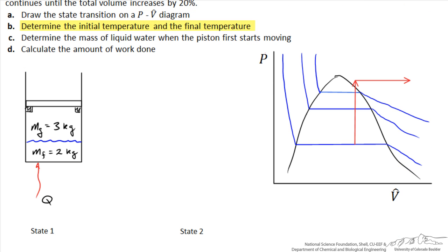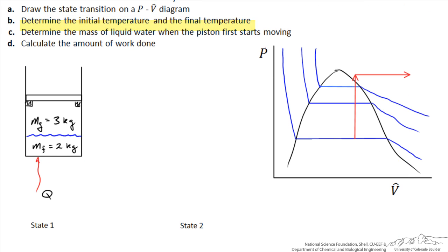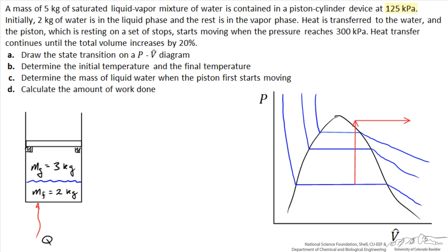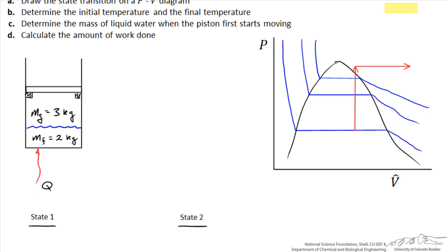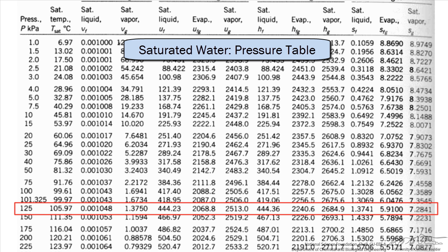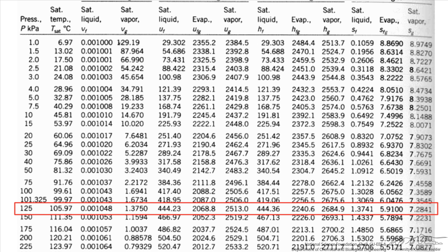So we've drawn the state transition. We want to determine the initial and the final temperature. And to solve these problems, in both states, I compile a list of all the intensive variables that I know. So for example, at state 1, I know that the pressure is 125 kilopascal. And because it's a two-phase mixture in equilibrium, I can look up in the water table the initial temperature. So here's the pressure table for saturated water. At this pressure, I find a saturation temperature of 105.97 degrees C.